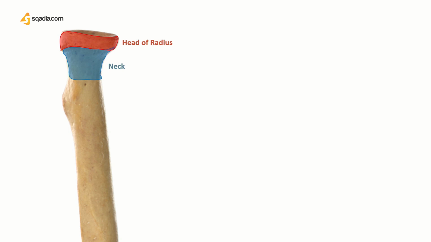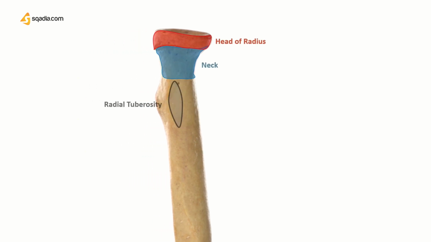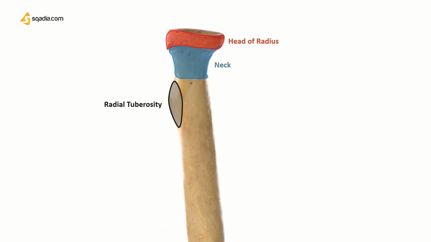The neck is a narrow area of bone which lies between the radial head and the outspread tuberosity. The radial tuberosity is a bony projection which provides the attachment site of the biceps brachii muscle.